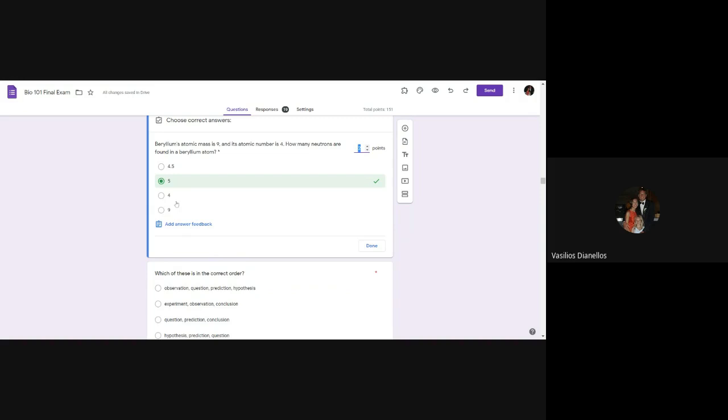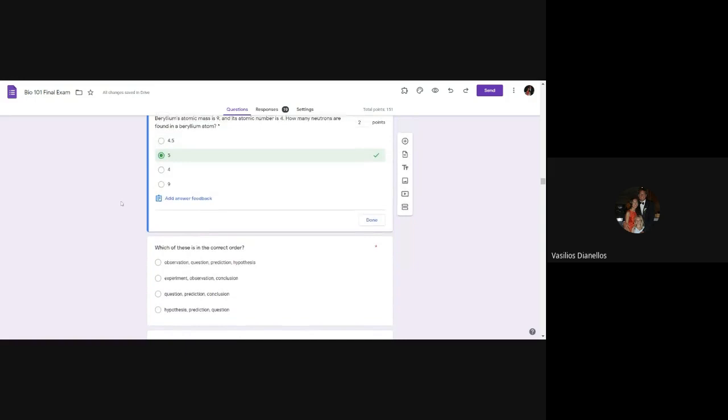I even gave you partial credit if you chose 4 or 9. The only way you completely did not get any points is if you somehow chose 4.5, because we do not deal with decimals when we deal with how many neutrons and how many protons, right? There are no decimals. It's just whole numbers. So the chances of you getting partial credit for this were very low. So if you chose that wrong answer, the 4.5, you got zero credit.